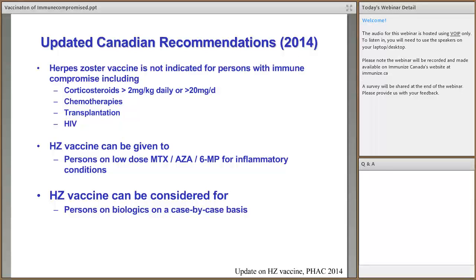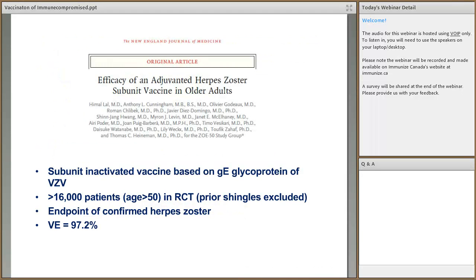These were published in 2014, and they were that herpes zoster vaccine is still not indicated for persons with immune compromise, including high doses of steroids, chemotherapies, transplantation, or HIV. But it can be given to persons on low-dose methotrexate, azathioprine for inflammatory conditions, and that it can be now considered for persons on biologics, but on a case-by-case basis. So this would mean that you would have to discuss this with your infectious disease specialist or your rheumatology specialist to see if herpes zoster vaccine would be indicated.